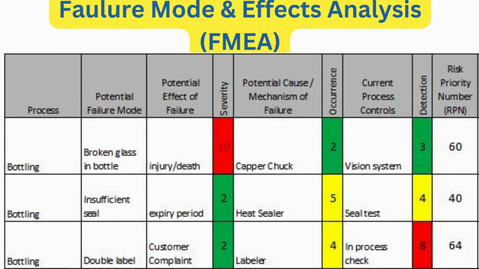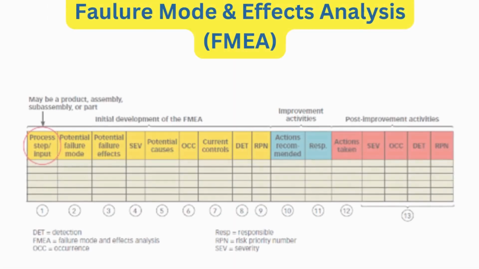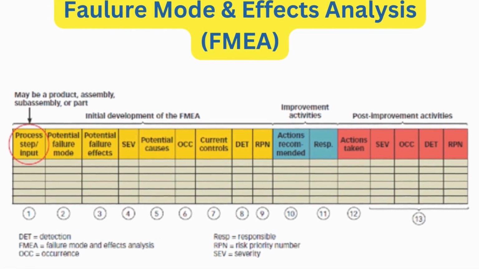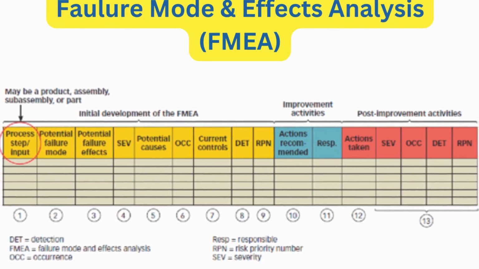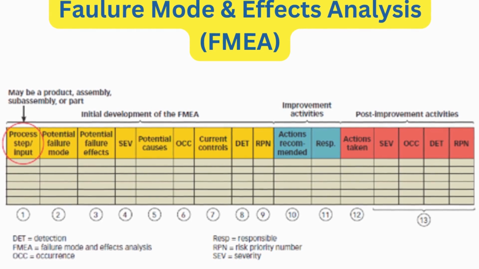Calculate the risk priority number, RPN, by multiplying the severity, occurrence, and detection scores. Prioritize addressing failure modes with the highest RPN. Implement control measures such as redesigning components or improving maintenance procedures to address these high-priority risks. FMEA helps prioritize risks based on their potential impact, allowing you to focus efforts on the most critical hazards.